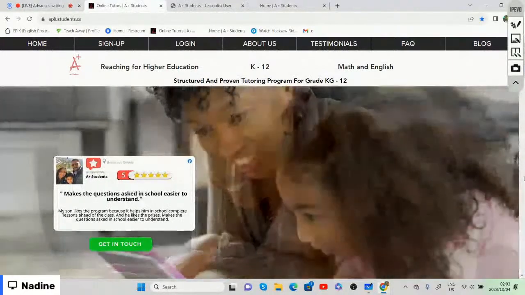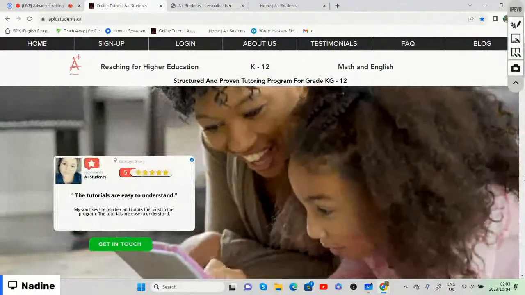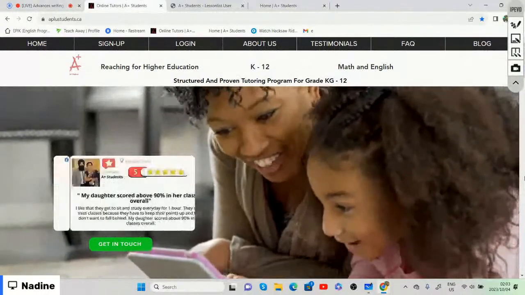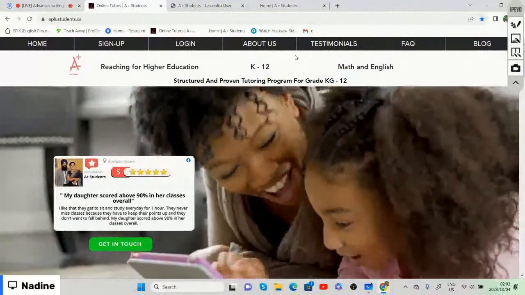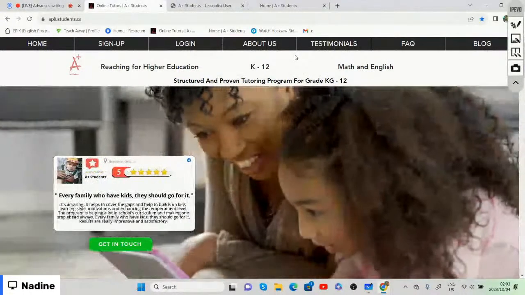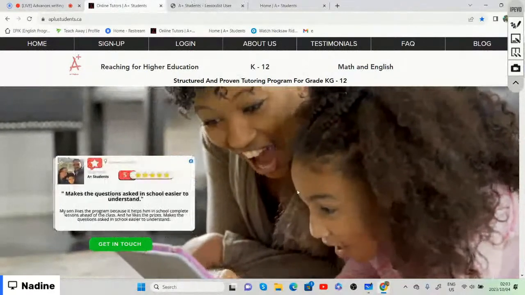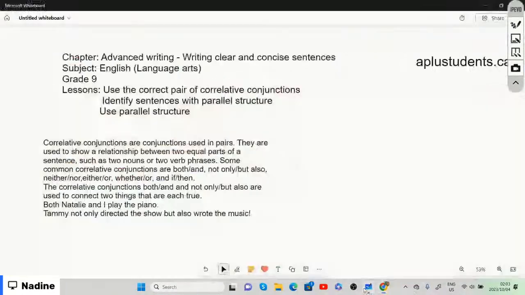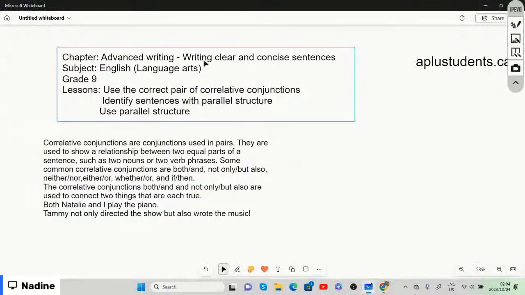All right, so for today, we will be doing our advanced writing lesson, right? And we'll be doing our advanced writing lesson on writing clear and concise sentences. So we are doing advanced writing, but we are specifically doing writing clear and concise sentences.